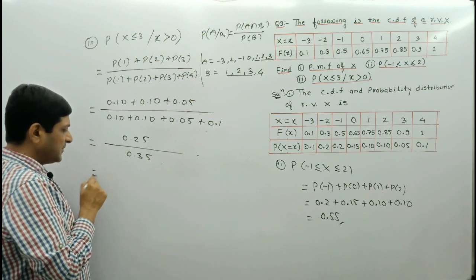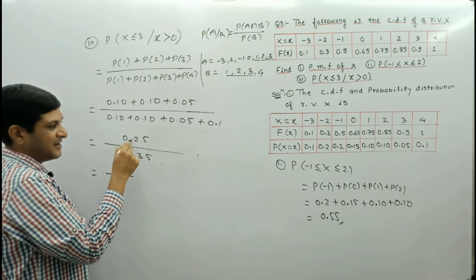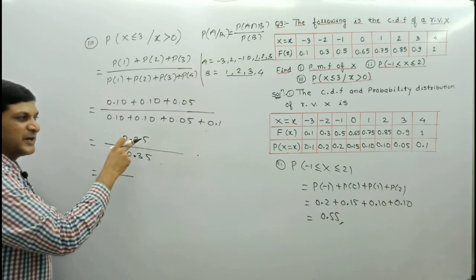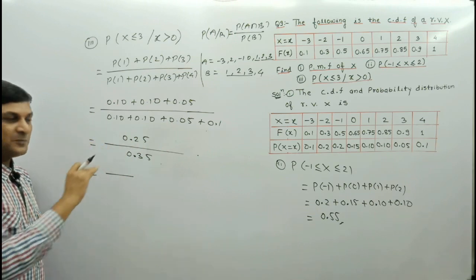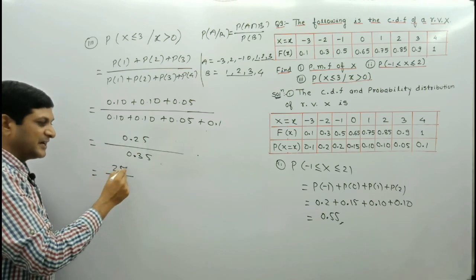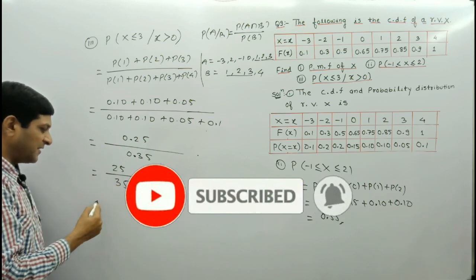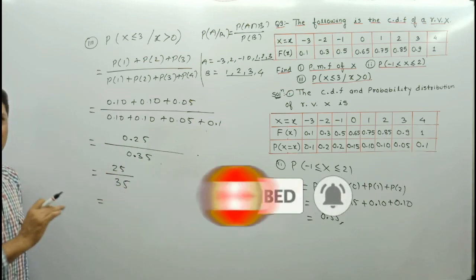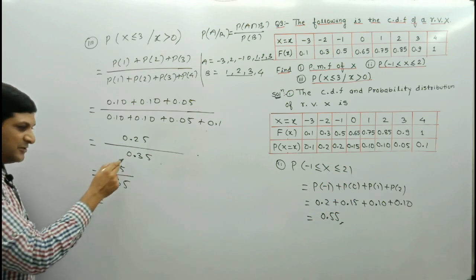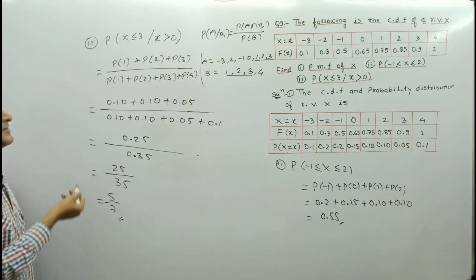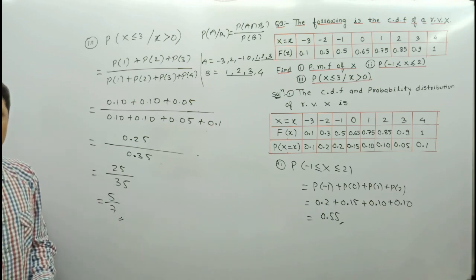Now if we are multiplying the numerator and denominator by 100, can I say that the decimal point will get eliminated? Yes, because the decimal point is before 2 digits. Multiplying the numerator by 100, we will get 25, and multiplying the denominator by 100, we will get 35. Easily we can observe that both the numbers are divisible by 5. So 5 5s are 25 and 5 7s are 35. So 5 by 7 will be our third required value.